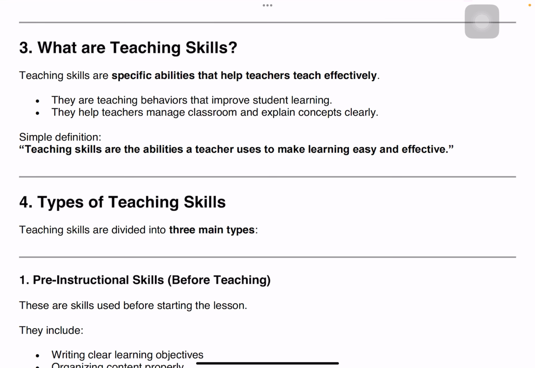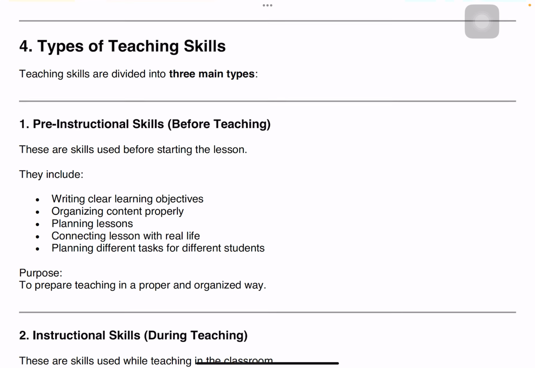What are teaching skills? Teaching skills are specific abilities that help teachers teach effectively. They are teaching behaviors that improve student learning. They help teachers manage classrooms and explain concepts clearly. Simple definition: teaching skills are the abilities a teacher uses to make learning easy and effective.